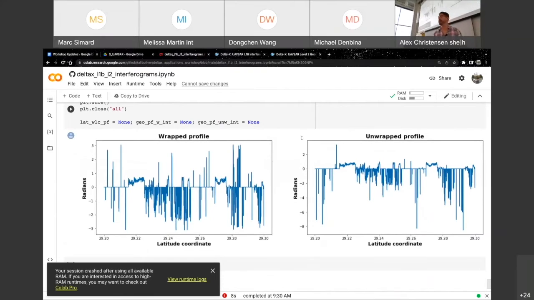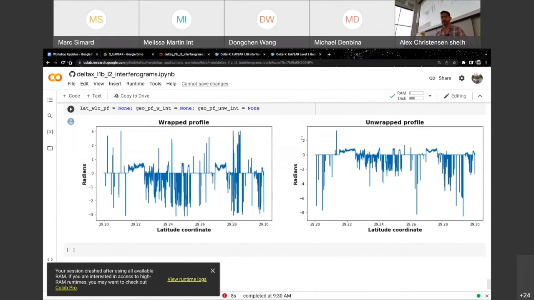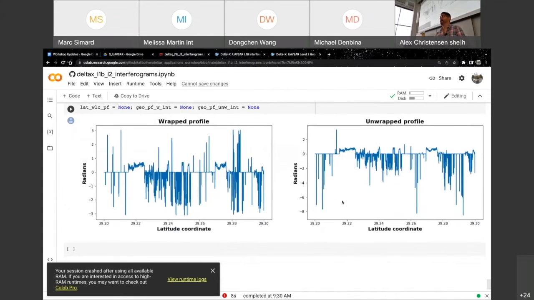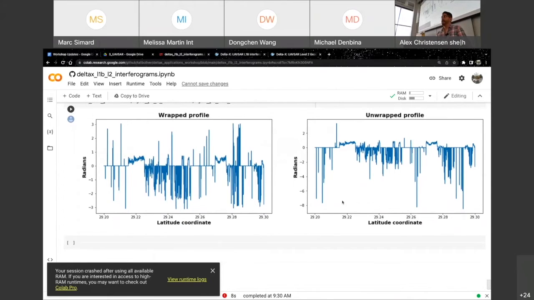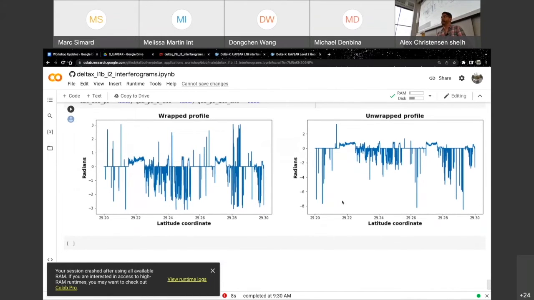Yes, we have a question online. What is the purpose of carrying forward the wrapped phase throughout this analysis if the unwrapped phase is what is used to get metric units? Also, the unwrapped profile plots are also in radian units. What is the process for converting those to actual elevations?